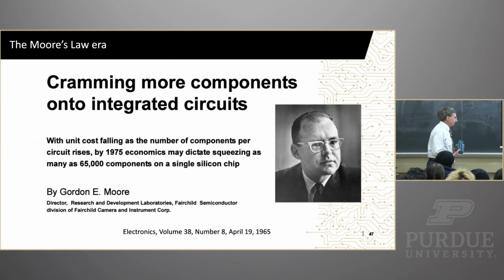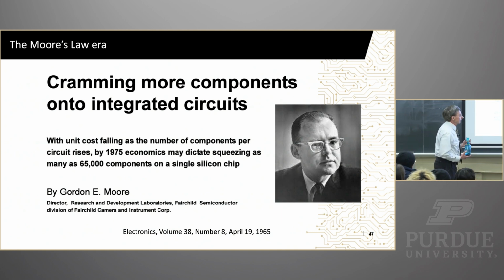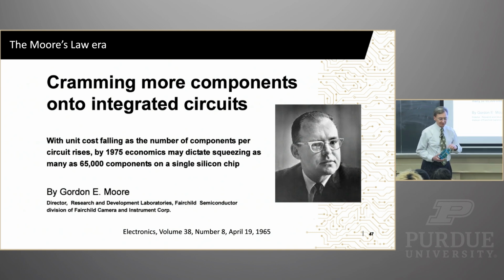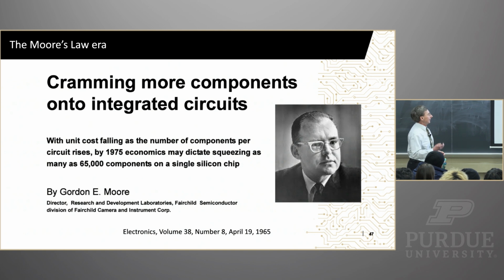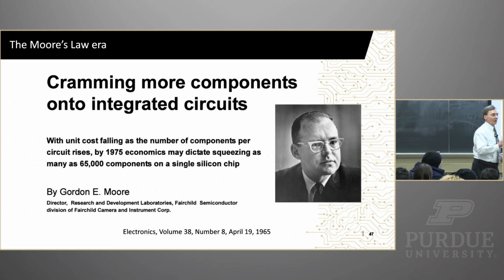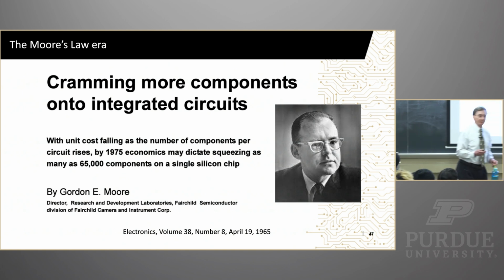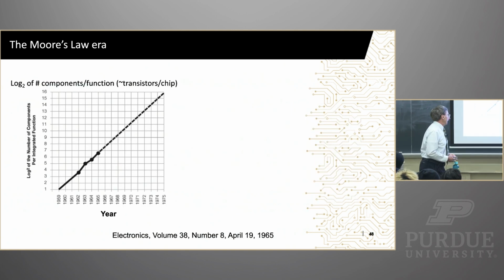So Gordon Moore was at Fairchild Semiconductor and eventually went off and co-founded Intel. And he observed back in the 1960s that you were getting more components per circuit, and every year or two you were getting more and more devices per chip. That was Moore's law. He actually observed this back in about 1966, when he plotted log base 2 of the number of components per function, really the number of transistors per chip, per year.